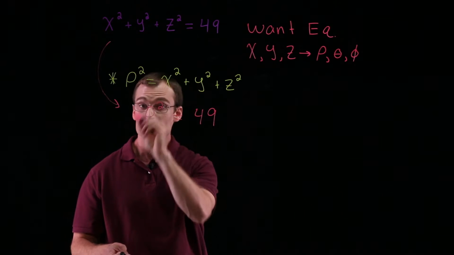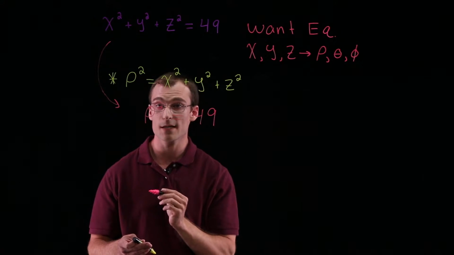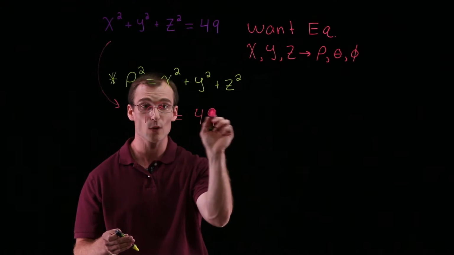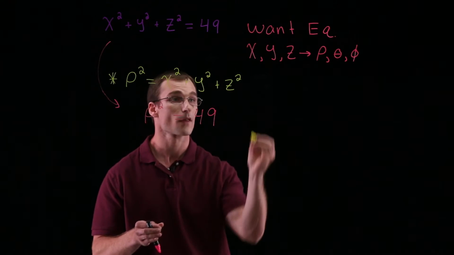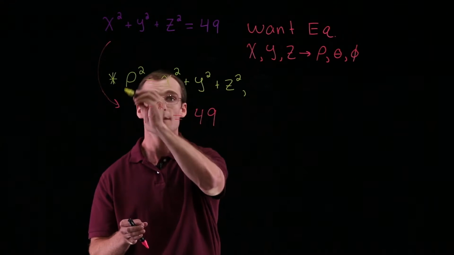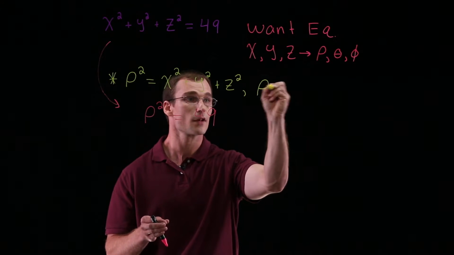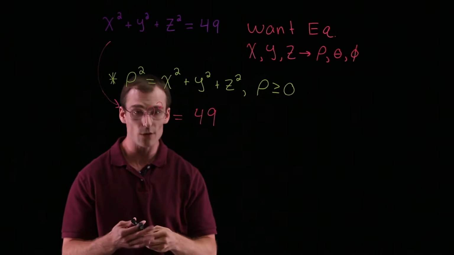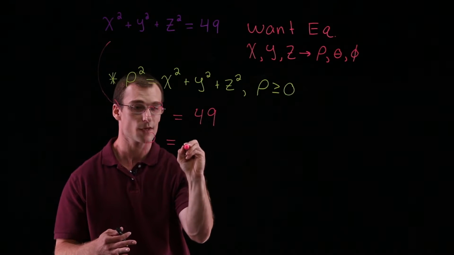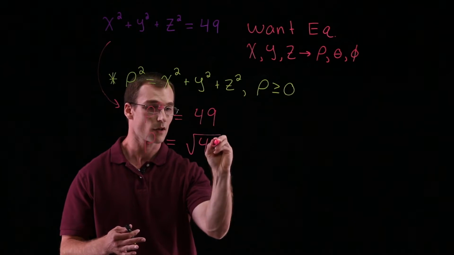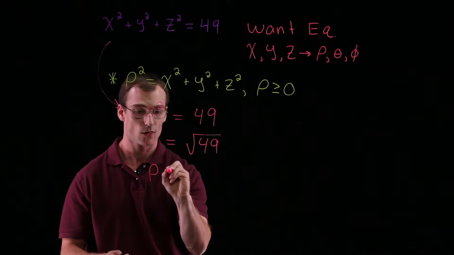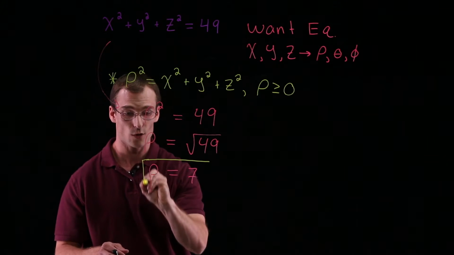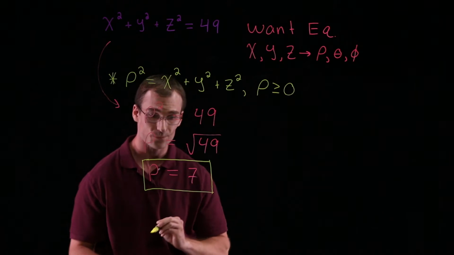And so here, technically, we're done. We've dropped out all our x, y's, and z's and replaced it with something in terms of just rho, but we'll solve it for rho explicitly. So we'll take the square root of both sides. Now, one thing to remember, when we're talking about this equation, rho itself is always taken to be a value that's positive or equal to 0. So when we take our square root, we're going to have rho is equal to the positive square root of 49, or namely, rho is equal to 7. So there's our equation in spherical coordinates.